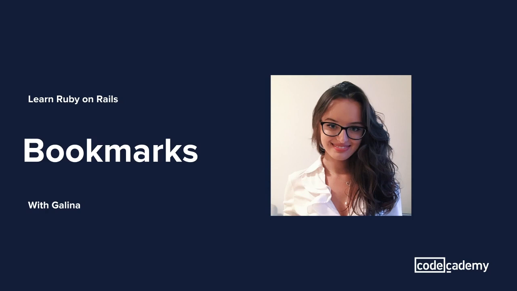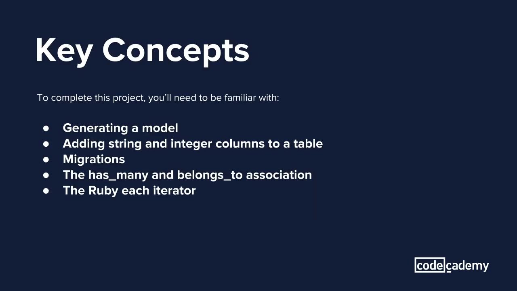Today we'll be covering the Bookmarks freeform project, part of the Learn Ruby on Rails course. Now, before we get started, let's take a look at some of the concepts we'll be working with today. To complete this project, you'll need to be familiar with generating a model, adding string and integer columns to a table, migrations, the has many and belongs to association, and the Ruby each iterator. Great, now let's pull up our project and get started.